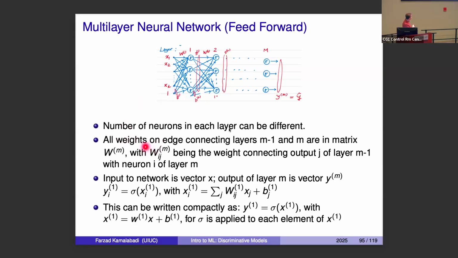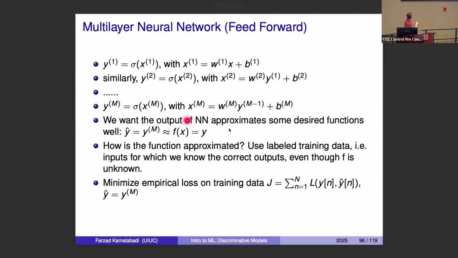Number of neurons in each layer can be different. All weights on each connecting layers m-1 and m, you can capture in a matrix form. And you can call the inputs and outputs in the way that I've shown over here. And this can be written compactly in the form. This is just for one of them. You can similarly write the same expression for all of the nodes, connecting the nodes until the very last node, the output of the deep net.